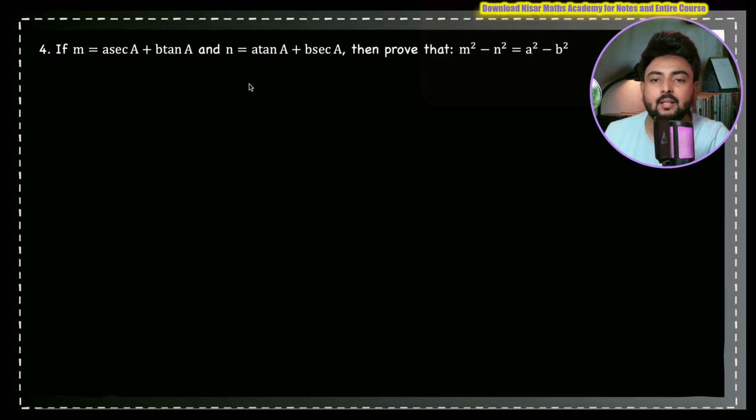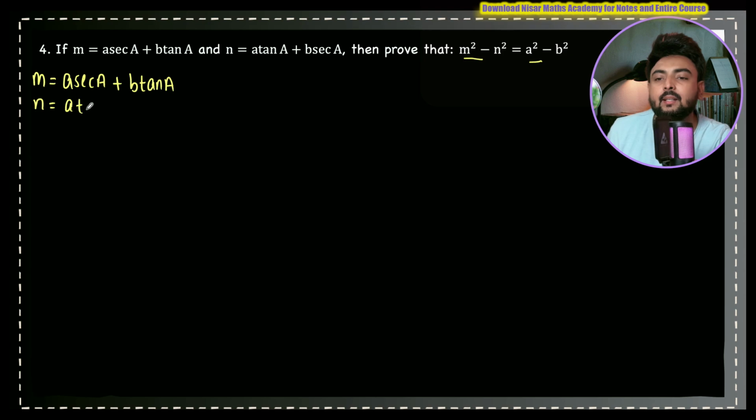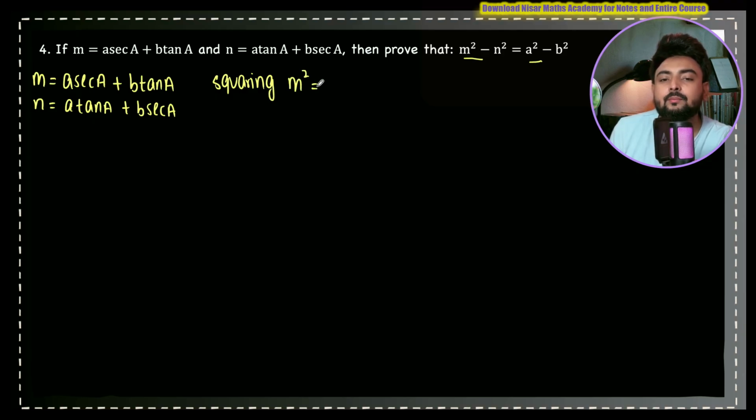Children, here again m and n are given, but here what is it saying? Yes, here you have to square and subtract. So I'll write the value of m here. m is a sec a plus b tan a. Then I have n, that is a tan a plus b sec a. What I have to do is the squaring. So I'll do the squaring here only, because we need space there. So m square will be a sec a plus b tan a whole square.